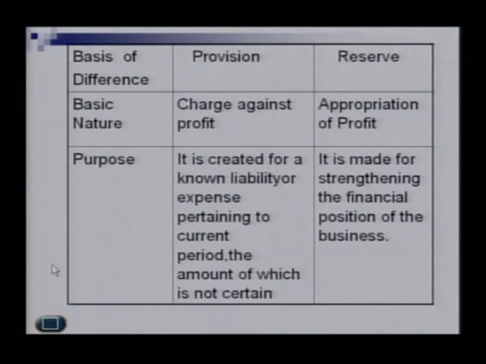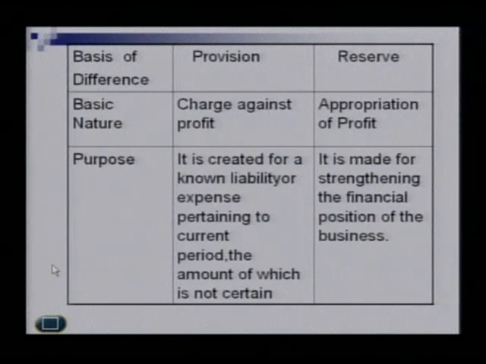We must also understand the difference between reserves and provision. We can take certain bases of difference between the provision and reserve. The first basis for the difference between provision and reserve is the nature. As it is clearly mentioned, provisions are a charge against the profit, because this provision is debited from the profit and loss account before arriving at the net profit, whereas reserves are the appropriation of profit.